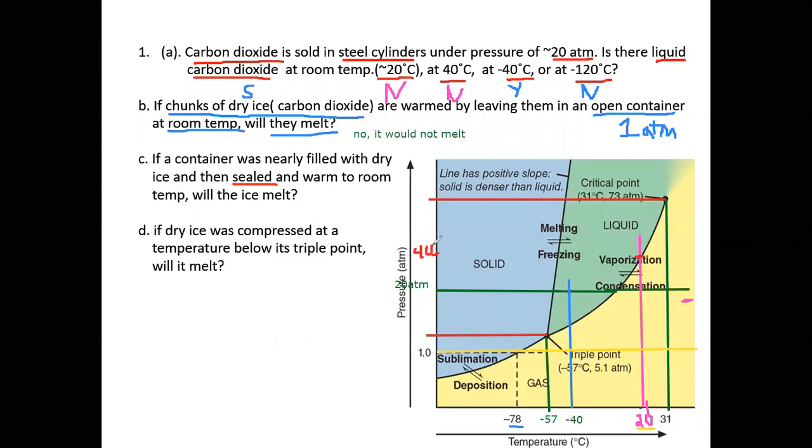then it would melt. So again, the temperature is constant, but now since it's in a sealed container, the pressure is going to increase. And if you increase the pressure enough at 20 degrees Celsius, you will get liquid CO2. So if you increase the pressure enough, you will have the dry ice melt. So the answer for this one is yes, it will melt. Once you build up enough pressure, the solid would melt into the liquid.